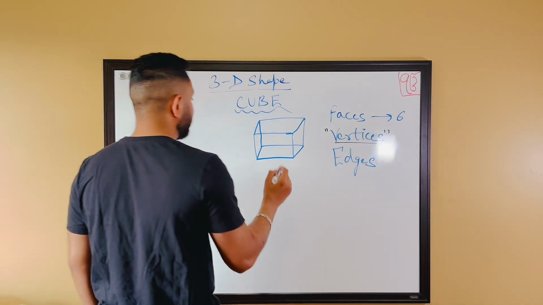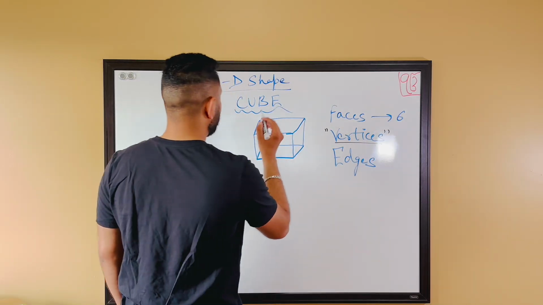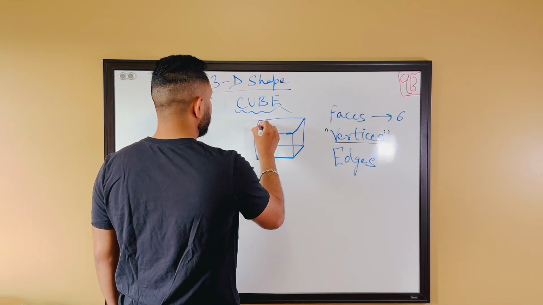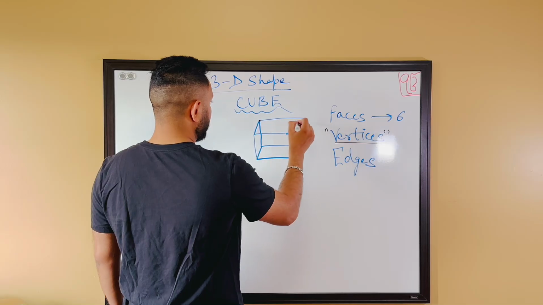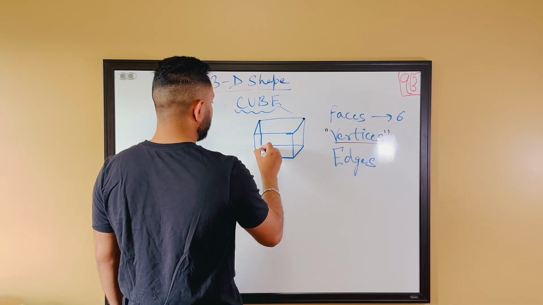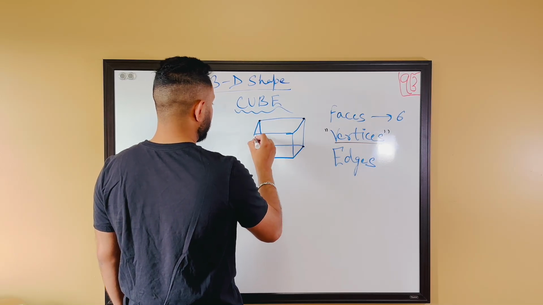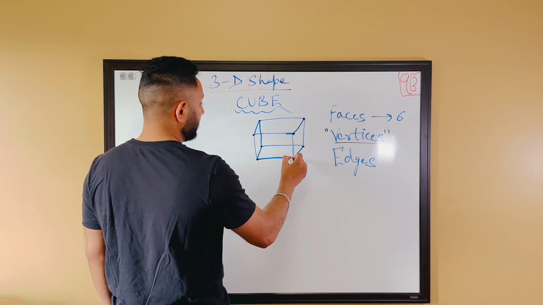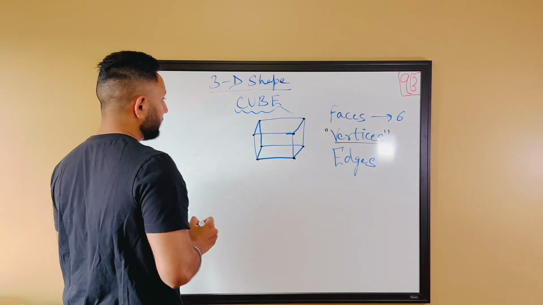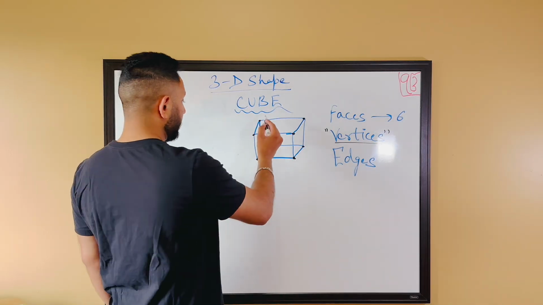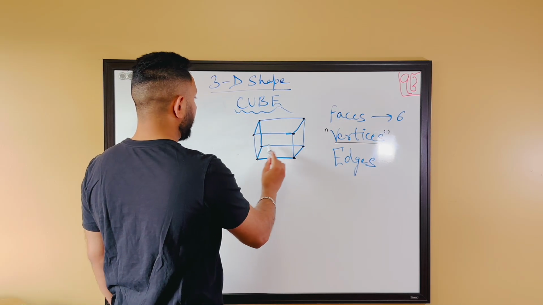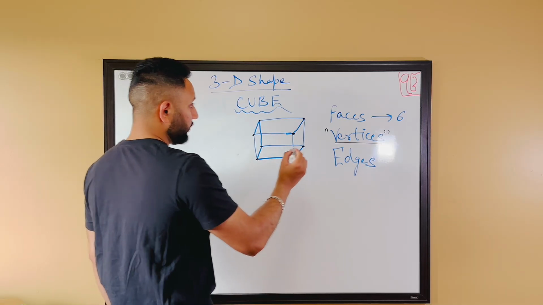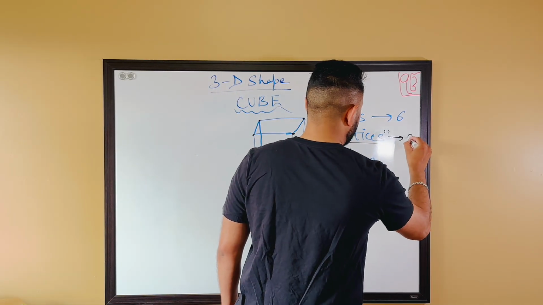Now move to the vertices. So what are the vertices? Vertices are basically the corners of a cube. So this is the first corner, this is second, third, fourth, fifth, sixth, seventh, and this is eighth. So 1, 2, 3, 4, 5, 6, 7, 8. So there are a total of 8 vertices.